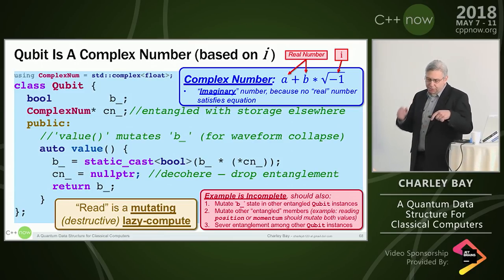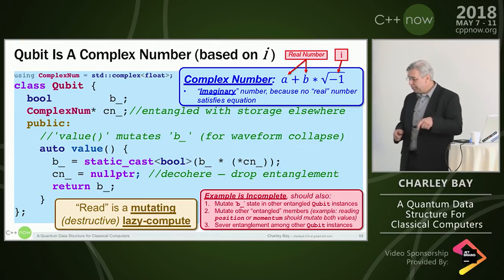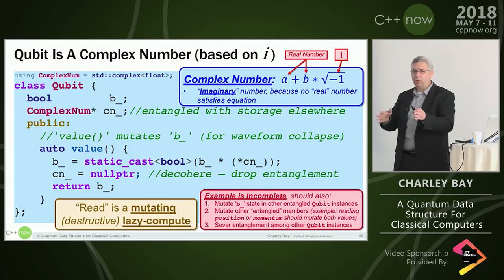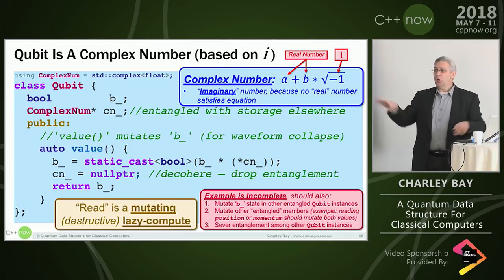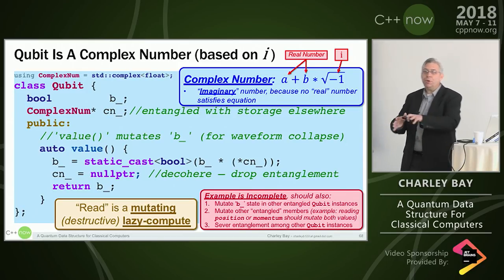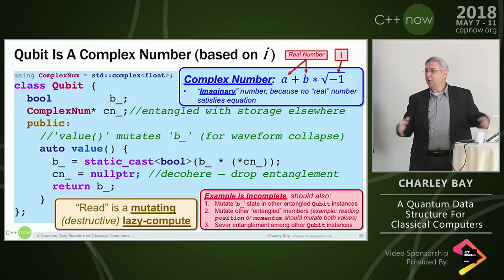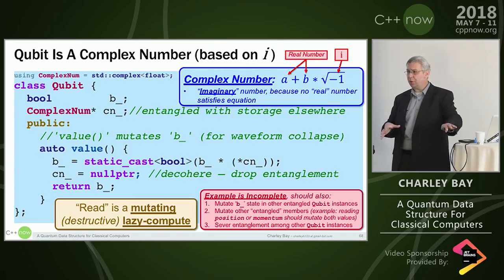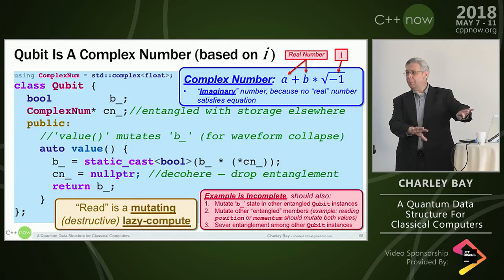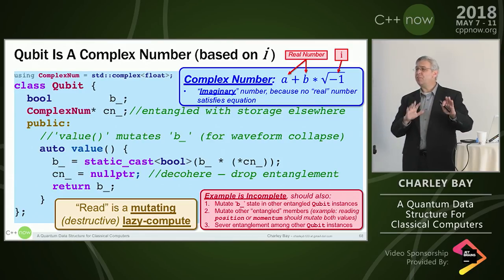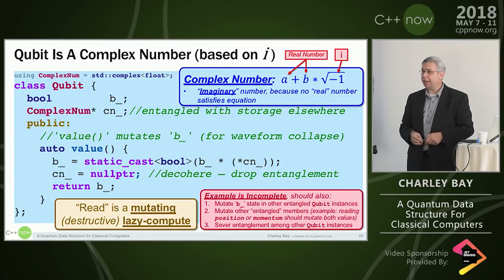Now, in the case of entanglement, we'll talk more about it in a second, but the example's incomplete, because if this object is entangled with a bunch of other objects, you don't decohere yourself, you decohere everybody. You have to reach inside yourself, find everybody to which you're coupled, decohere them, resolve them to a fixed value. And that's the leakage of information that exists in the land of physics.